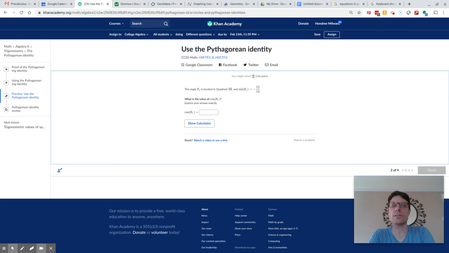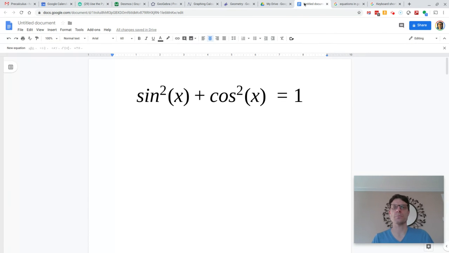Okay, I got an excellent question about the "use the Pythagorean identity" skill here in Khan. We have an angle that's located in the third quadrant and whose sine is negative 12 over 13. There are other ways to find the cosine of that angle, but they want us to use the Pythagorean identity. So here's my solution right here.